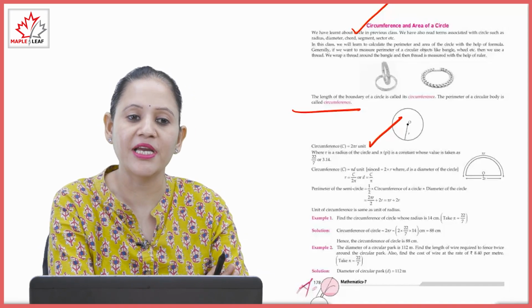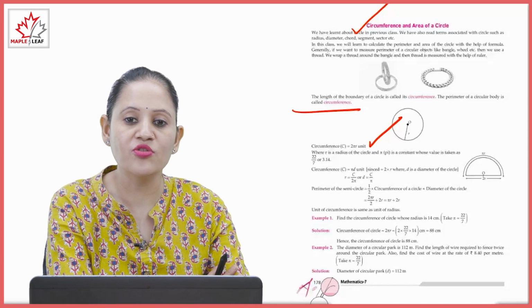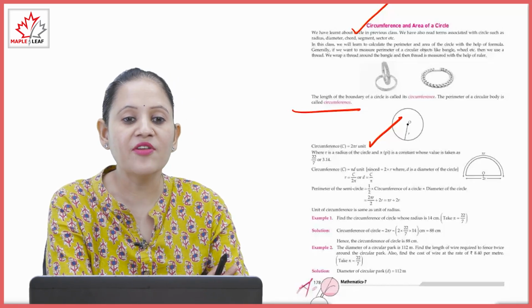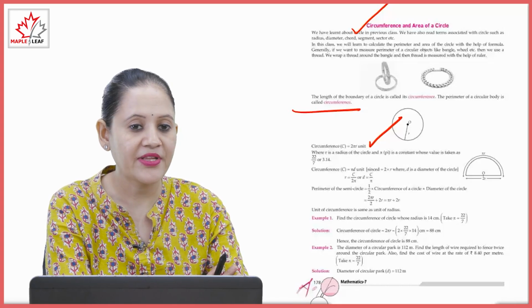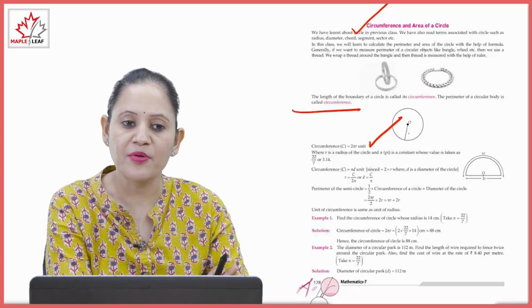Circumference का formula था 2 pi r, where r is the radius of the circle, pi is the constant whose value can be taken as 22/7 or 3.14. Circumference equals to pi d. d किसके equal होता है? 2r के. Clear? So r equals to c upon 2 pi और d equals to c upon pi.